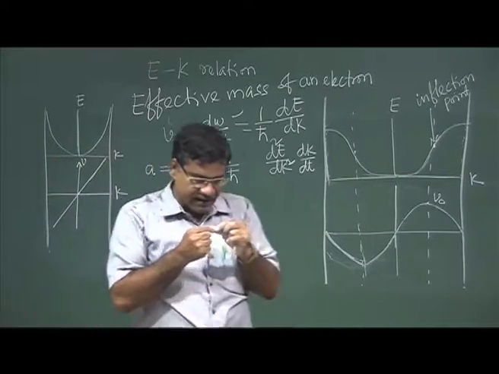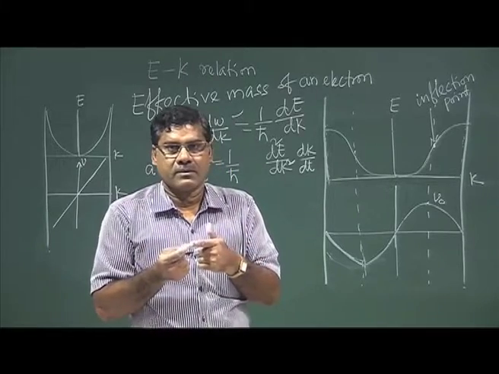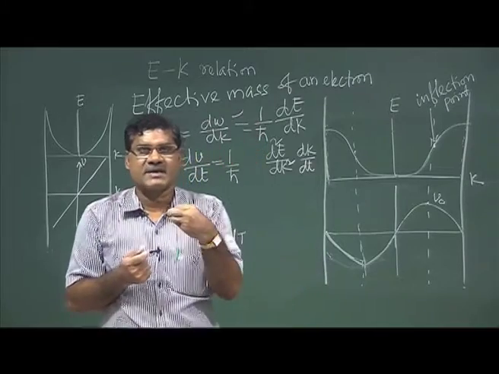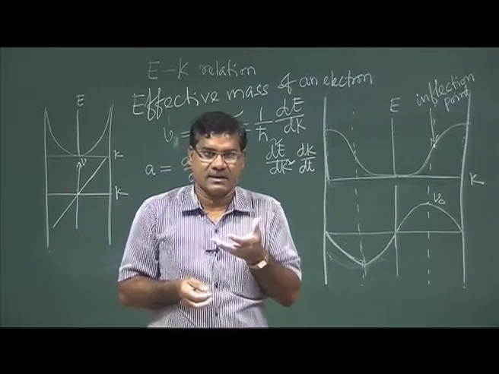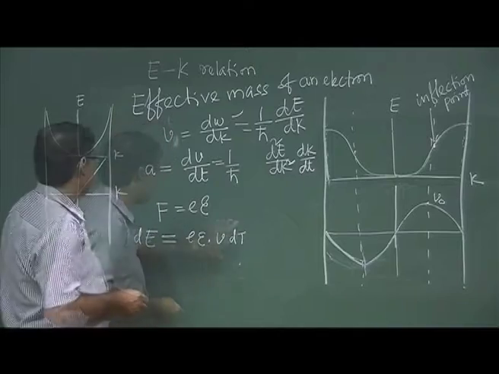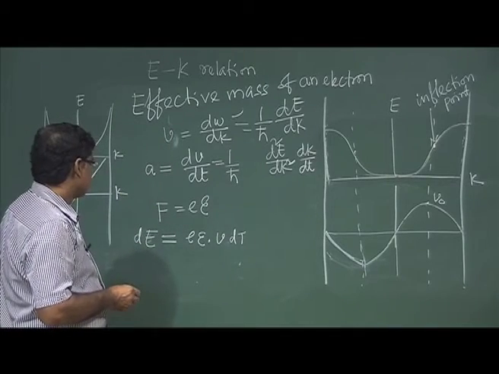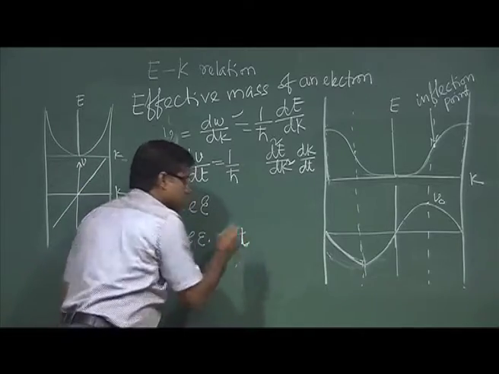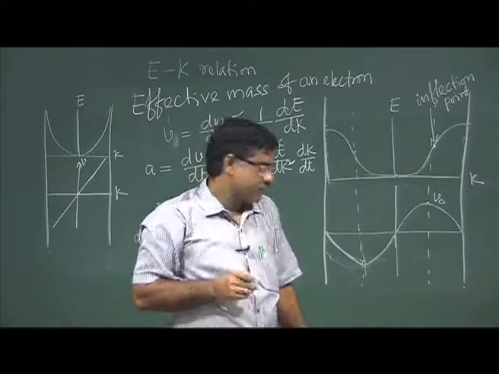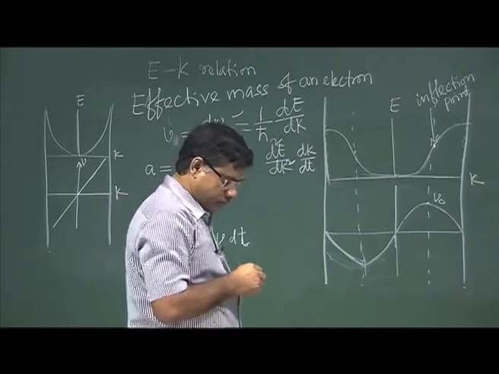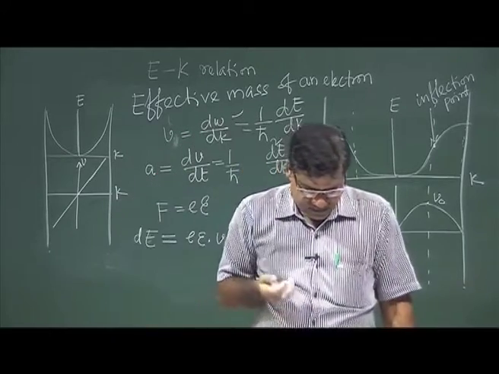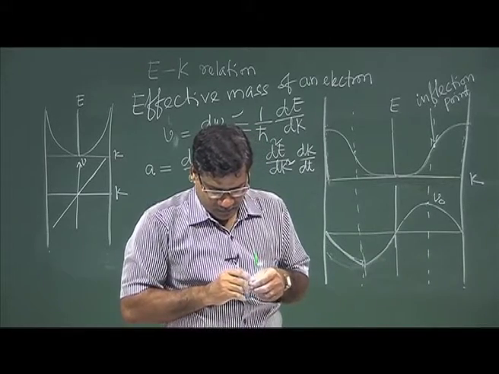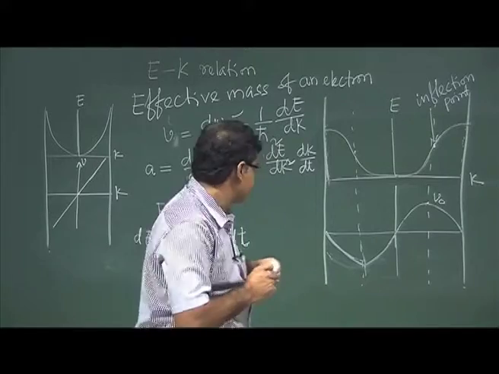So, when we apply an electric field on an electron moving with velocity v for a short time dt, what will be the change of its energy? What energy will it gain? So, it will gain energy dE. So, we should write this. From here one can find out this.